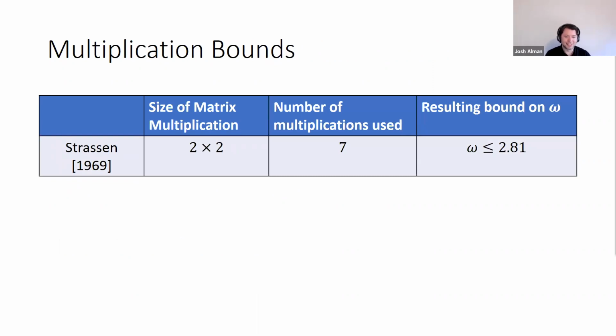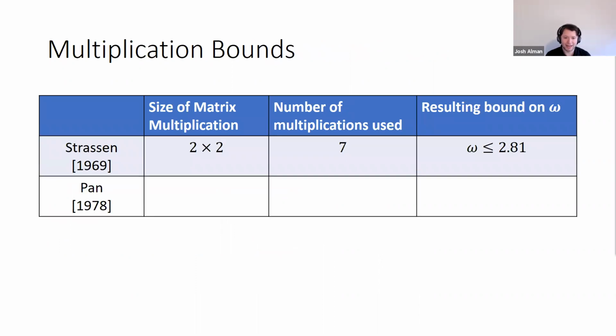Okay, so what do we know about how many multiplications you need to multiply matrices? Well, Strassen's algorithm I just told you about showed that you can multiply 2 by 2 matrices using 7 multiplications of numbers, which gave omega at most 2.81. The first improvement on Strassen's algorithm came about 9 years later by Pan, and he showed that you can multiply 70 by 70 matrices using 143,640 multiplications of numbers, which results in a bound on omega of 2.80.